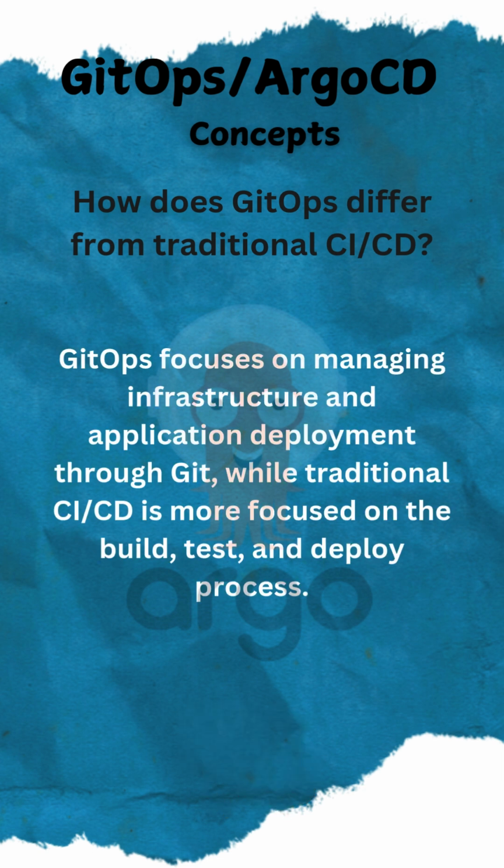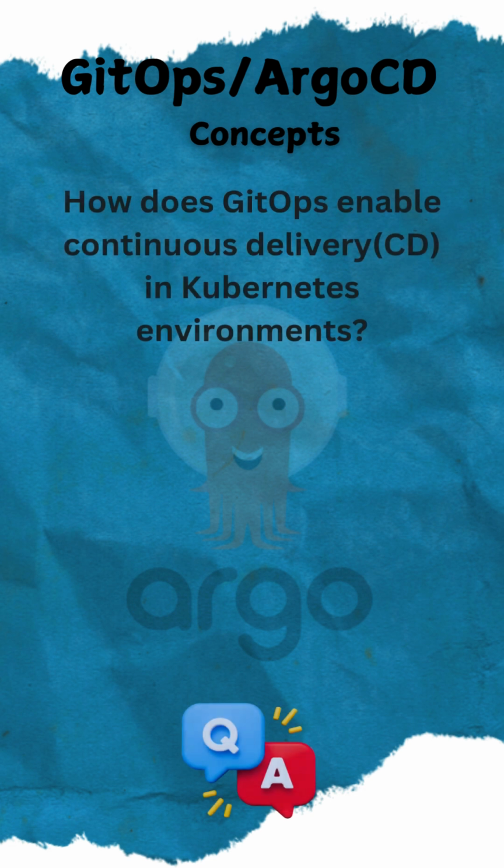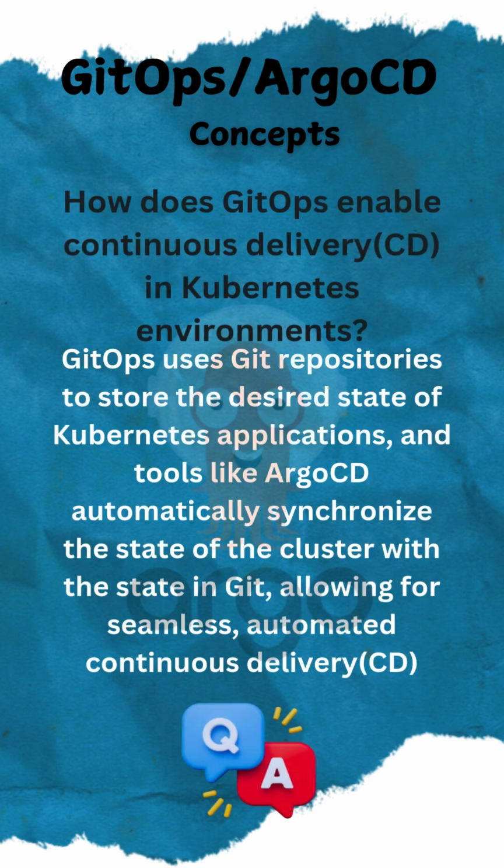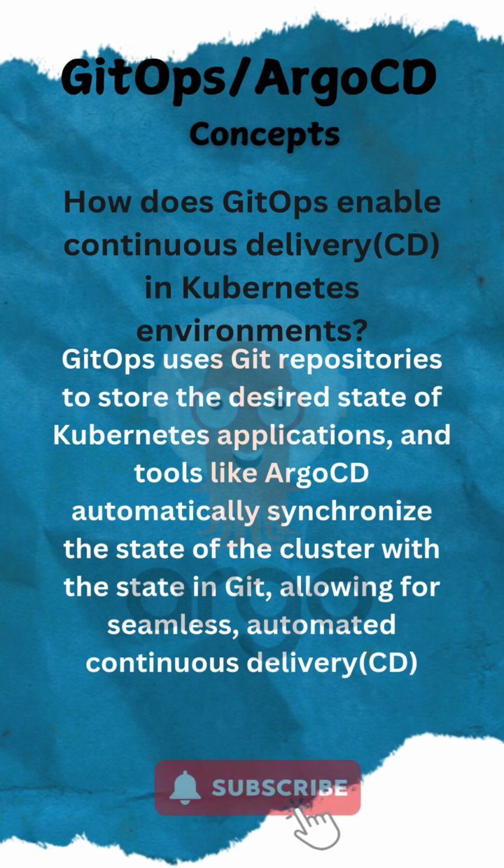GitOps focuses on managing infrastructure and application deployment through Git, while traditional CI/CD is more focused on the build, test, and deploy process. How does GitOps enable continuous delivery CD in Kubernetes environments? GitOps uses Git repositories to store the desired state of Kubernetes applications, and tools like ArgoCD automatically synchronize the state of the cluster with the state in Git, allowing for seamless, automated continuous delivery CD.